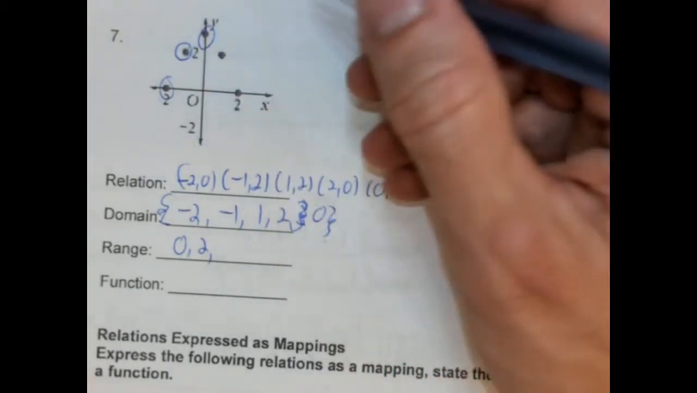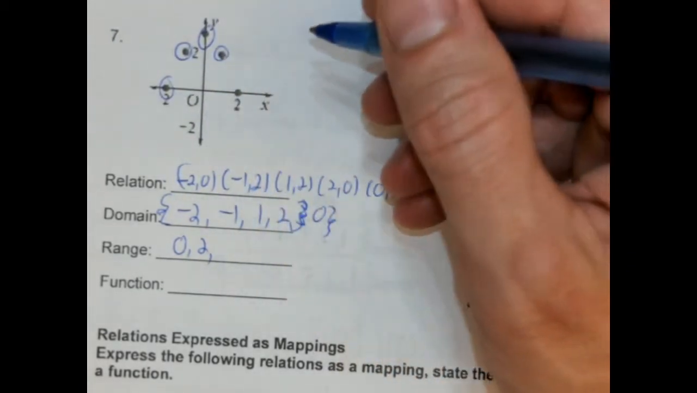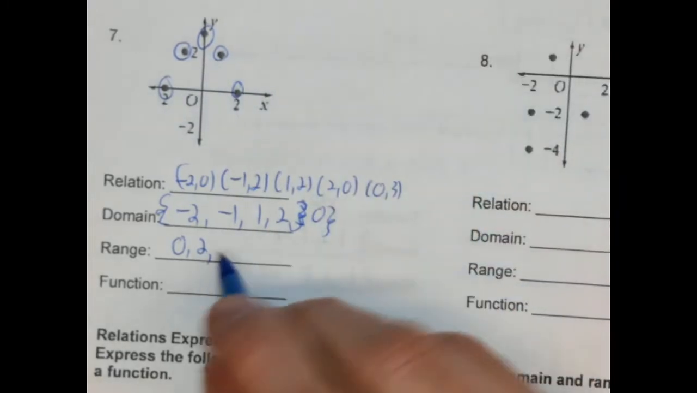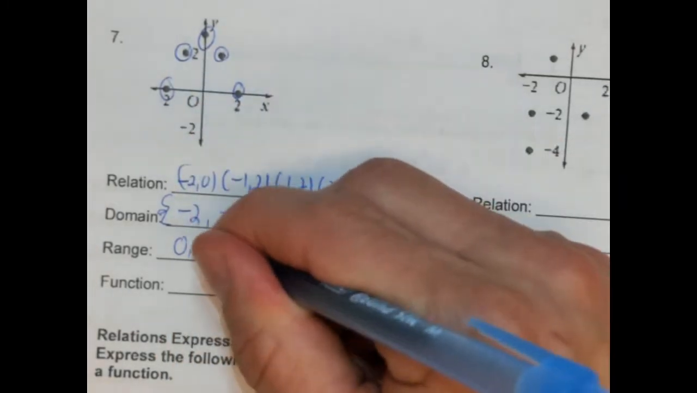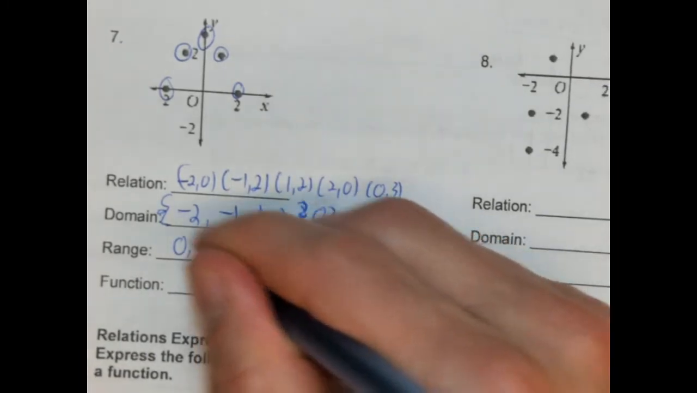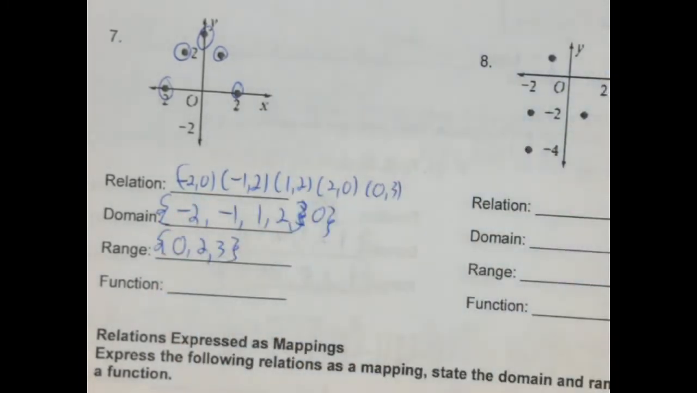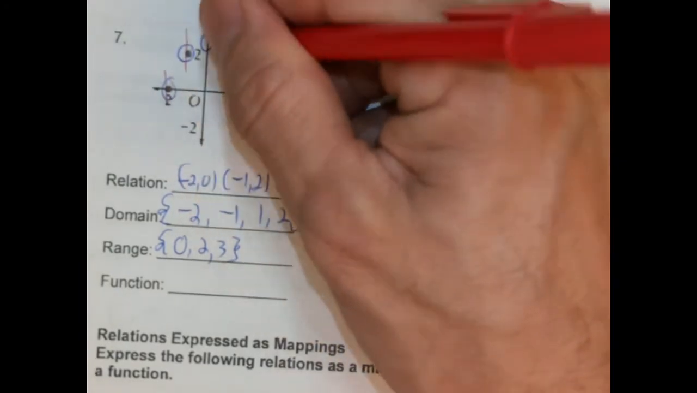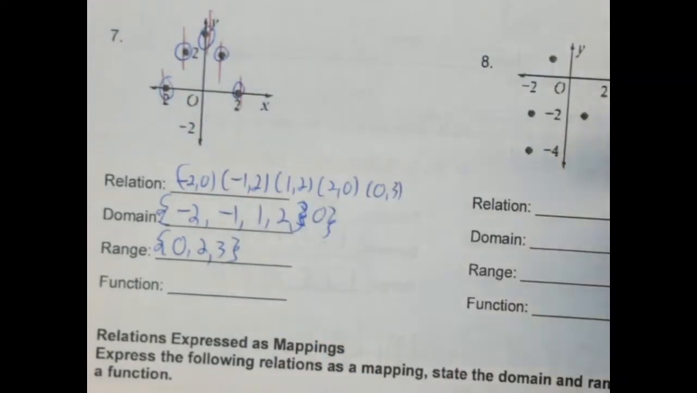You know why I didn't see that? Because I didn't circle all of them like I should have been. That's why. So range would be 3, 2 we already wrote, and 0 we already wrote. Is this a function? Yeah, I think it is. Look, it passes all the vertical line tests, right? So, yep, it's a function.